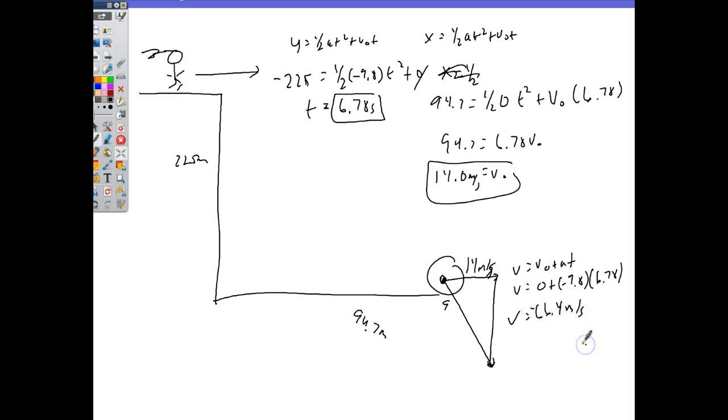So how fast is she actually traveling when she hits the net? That's a little different. A squared plus B squared equals C squared, right? So I go 14 squared plus 66.4 squared, square root, and that gives me 67.9 meters per second, or about 120 miles per hour.